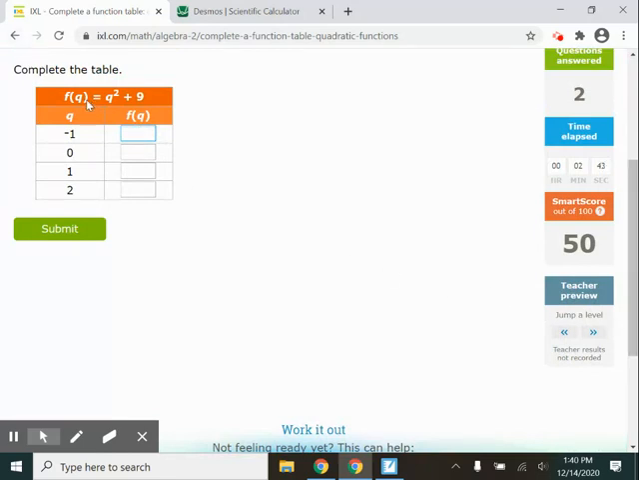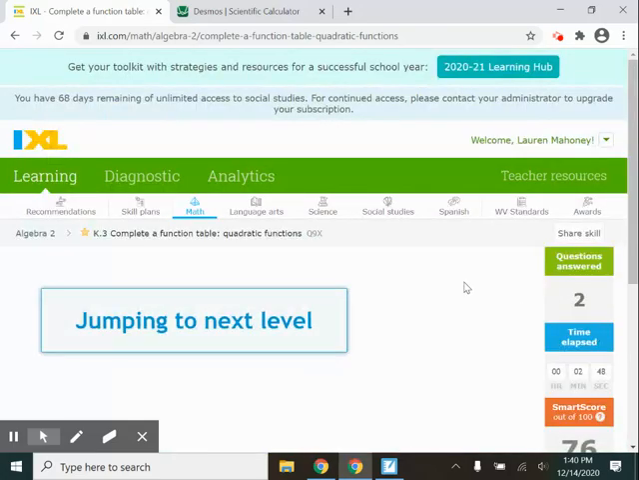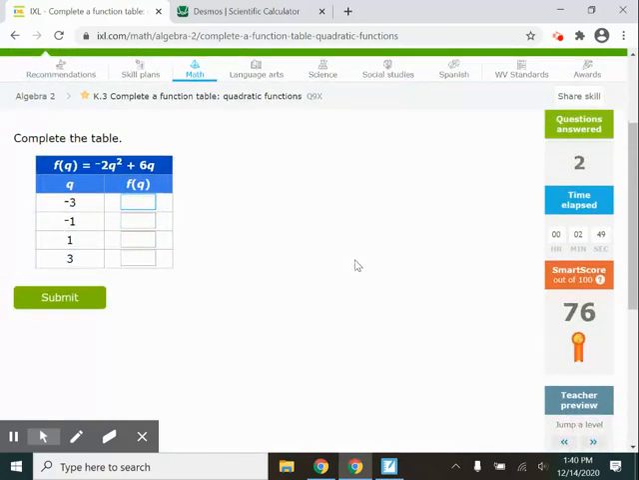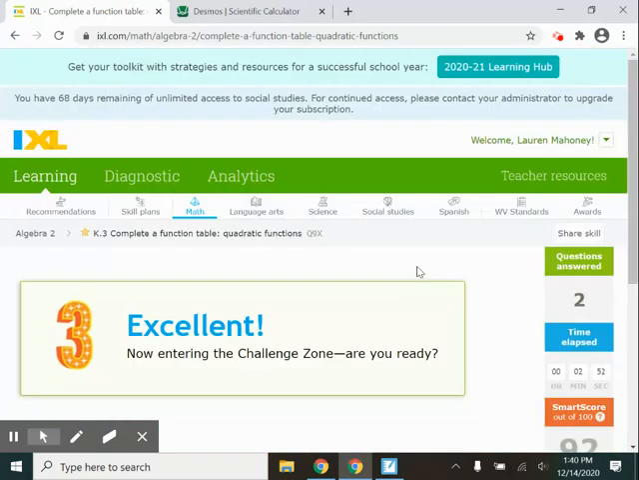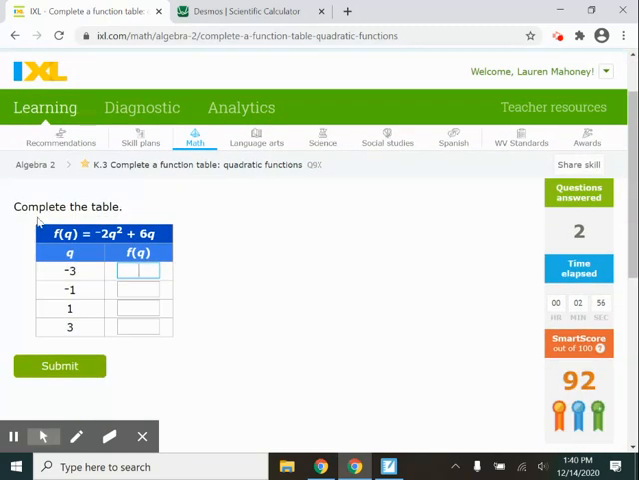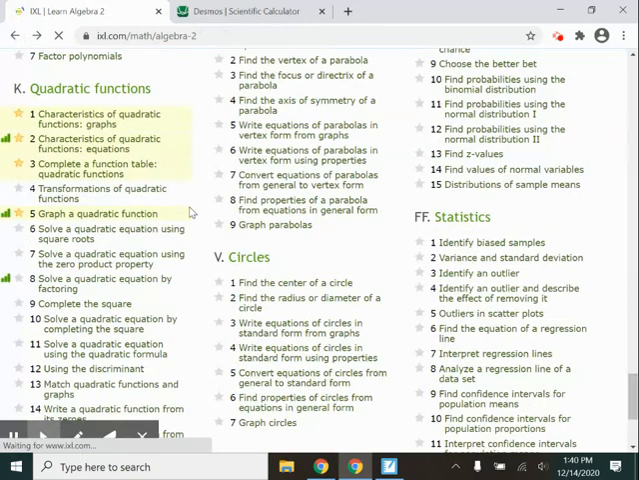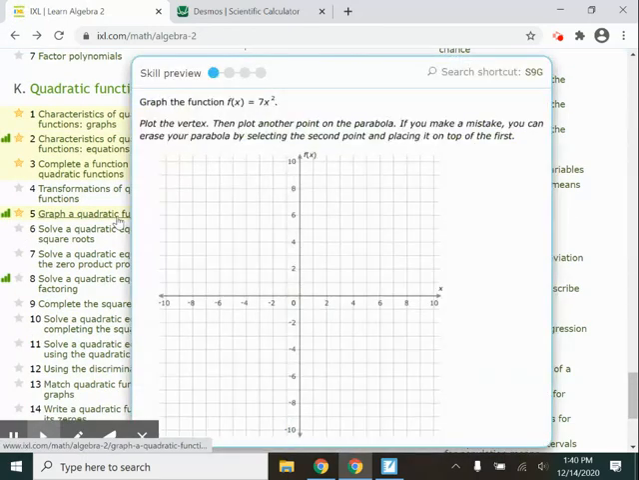Sometimes they'll change up the variable, like this one has a Q instead of an X, but it's the exact same thing. Let's jump ahead. This one, again, nothing special about it. Even if you get up to the challenge zone, it's pretty much the same thing, especially if you have Desmos to help you going through this. Okay, and then we have K.5.